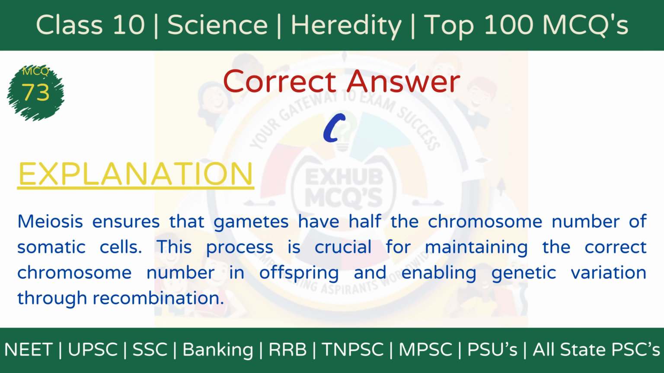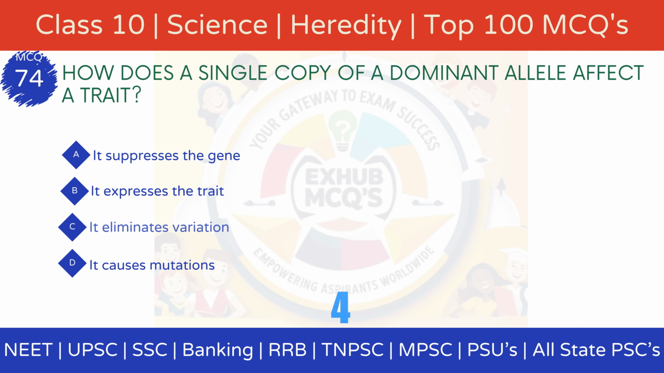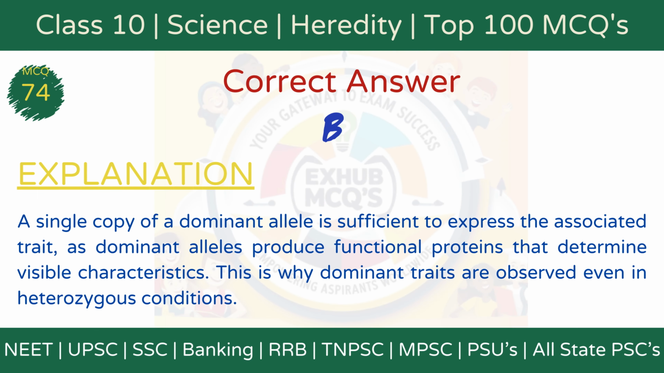MCQ 74. How does a single copy of a dominant allele affect a trait? Option A, it suppresses the gene. Option B, it expresses the trait. Option C, it eliminates variation. Option D, it causes mutations. The correct answer is option B. It expresses the trait.